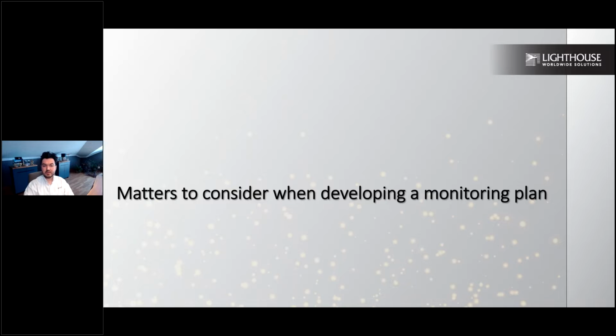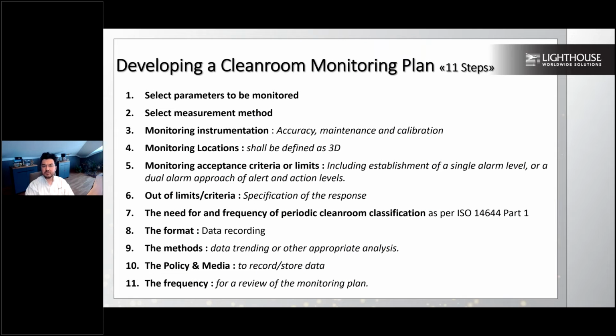Next one, the matters that we need to consider during developing these monitoring plans. There are 11 easy steps that are derived from the standard itself. One, we need to select the parameters to be monitored. In our case, for clean rooms, we are monitoring 0.5 and 5 micron particle sizes.